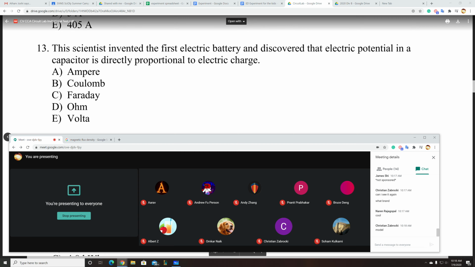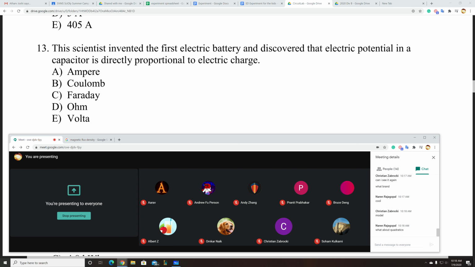Now, the next thing is that the scientist that invented the first electric battery discovered that electric potential of a capacitor is directly proportional to electric charge. Who do you guys believe this is?